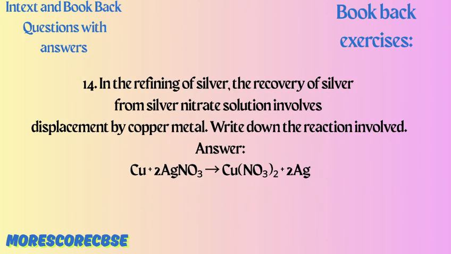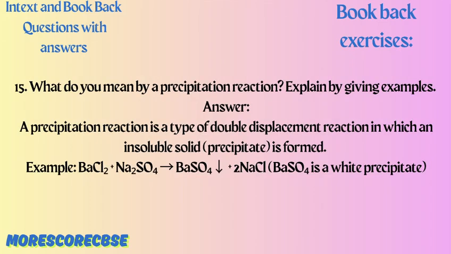Okay. Next, in the refining of silver, the recovery of silver from silver nitrate solution involves displacement by copper metal. So here they have given the statement, and we are going to write the reaction alone. Copper plus AgNO3 gives copper nitrate plus 2Ag. Next, what do you mean by a precipitation reaction? A precipitation reaction is a type of double displacement reaction where an insoluble solid, the precipitate, is formed. Here the example is barium chloride plus sodium sulfate forming barium sulfate and 2NaCl. The downward arrow always indicates that it is a precipitation reaction.